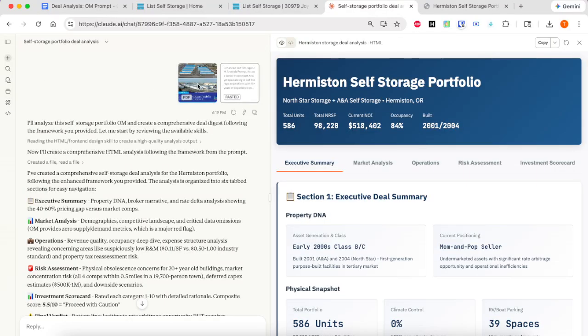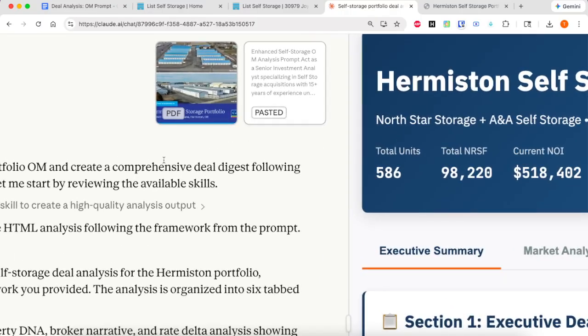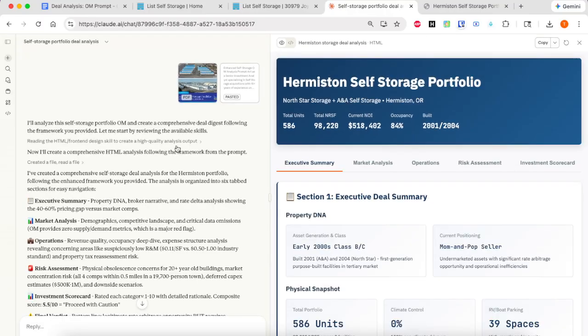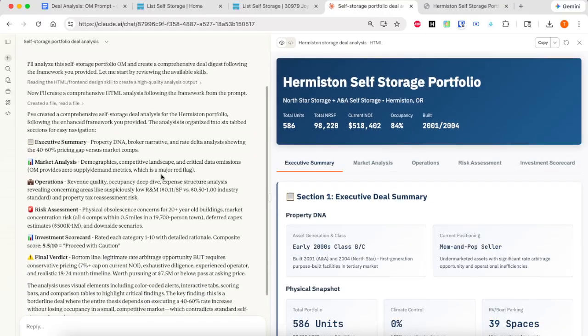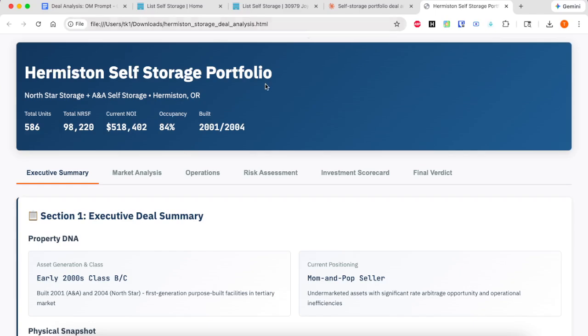So I'll jump over to Claude here. And all I did was copy and paste the prompt and the OM into this. Okay, and then it went ahead and did its magic and evaluated the deal. And here's a written summary of that. But what I really like doing is having this visual dashboard. So I'll jump over here. This is just an HTML file that I went ahead and downloaded. So I'll open it up in this window here. And in a matter of a few minutes, it created this comprehensive summary.